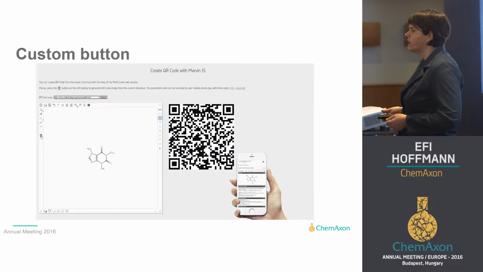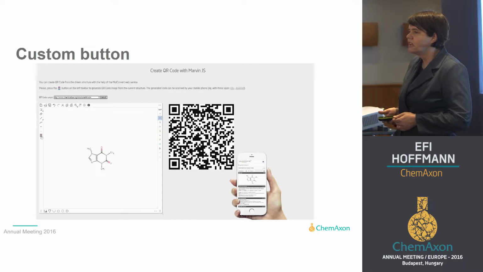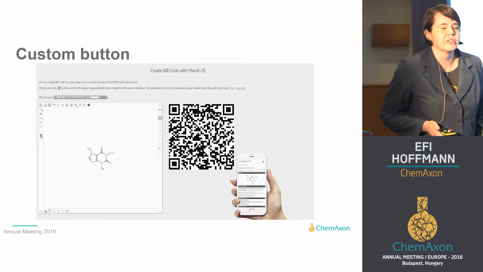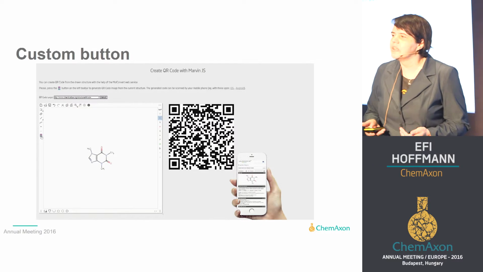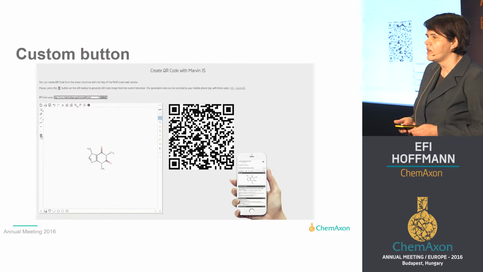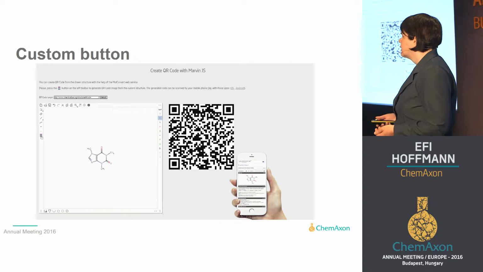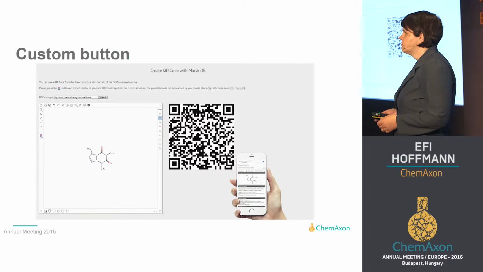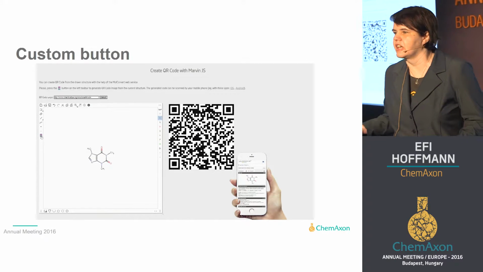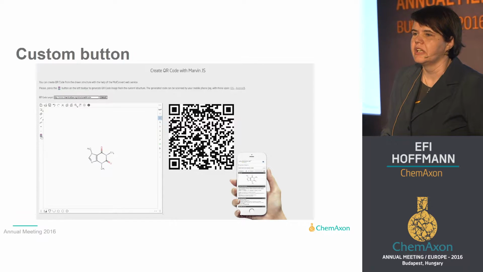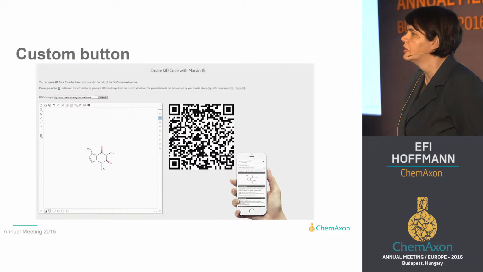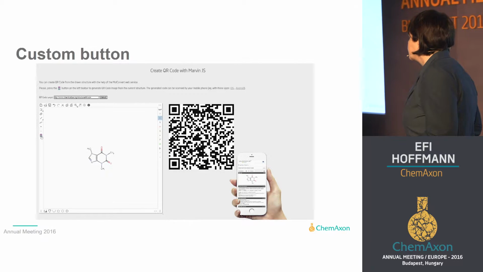The very first one is that you can add a custom button to Marvin JS. Here we're just showing how you can generate a QR code. But you can actually add any kind of JavaScript function to this custom button. For example, if you want to display nice facts about your molecule on the canvas for your students, you can add this custom button. Or if you want to show some help for your programs, you can do it with this custom button as well.